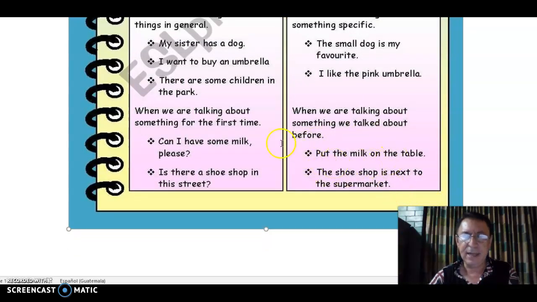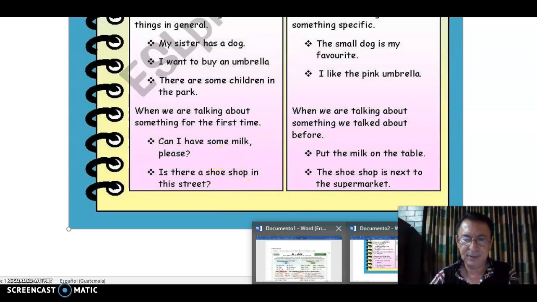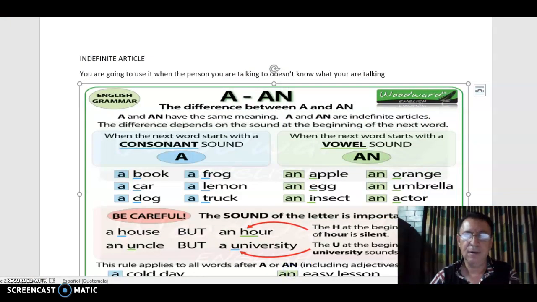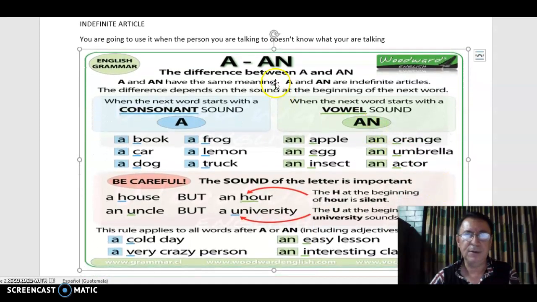Okay? Now we are going to learn something else about the indefinite articles. Okay, we are going to see the difference between a and an. When are you going to use them?